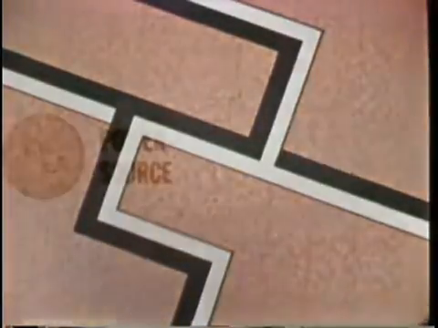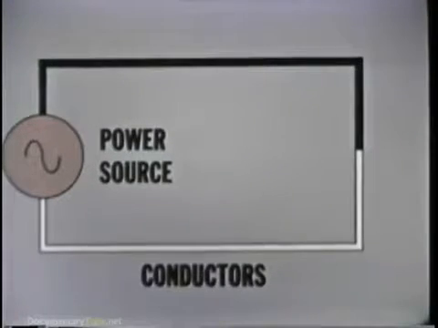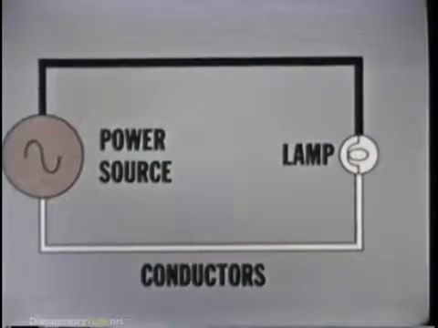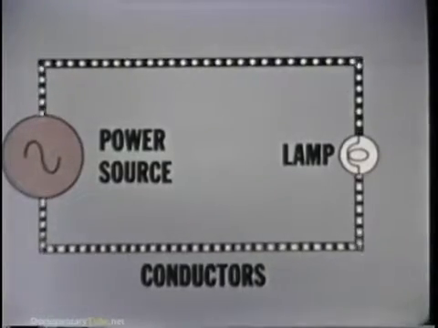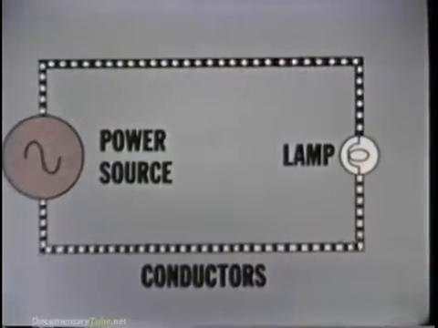An electric circuit is a path or a group of interconnected paths capable of carrying electric currents. An electric circuit exists when the source of power is attached through a pair of conductors to an electrical device, such as a lamp. Current flows from the power source through the conductors to the electrical device.